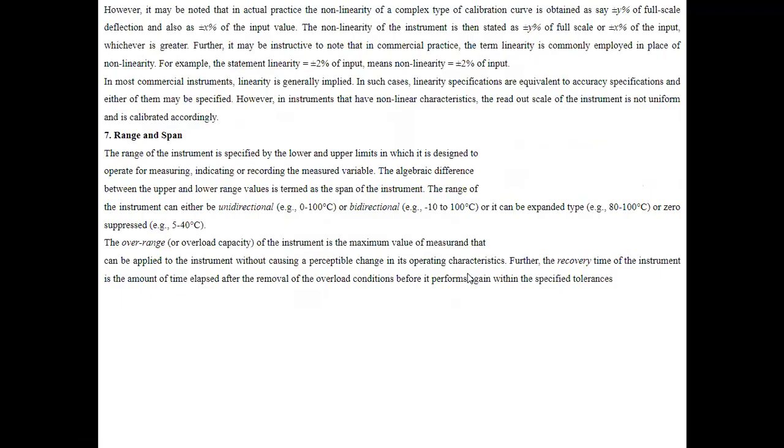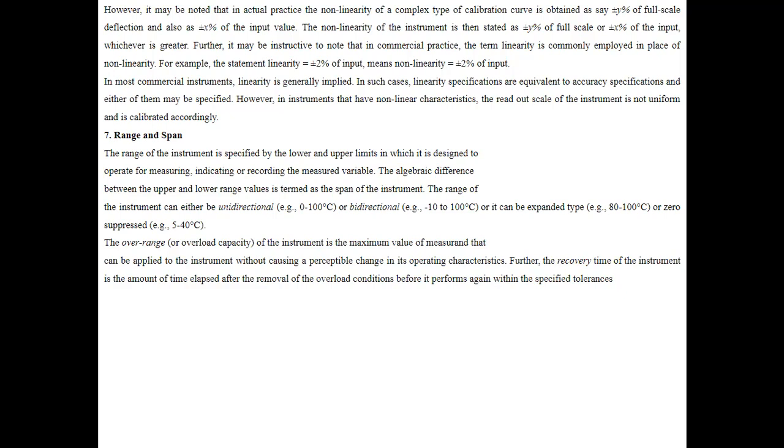However, it may be noted that in actual practice, the non-linearity of a complex type of calibration curve is obtained as, say, plus or minus y% of full scale deflection and also as plus or minus x% of full scale input value. The non-linearity of the instrument is then stated as plus or minus y% of full scale or plus or minus x% of the input, whichever is greater.